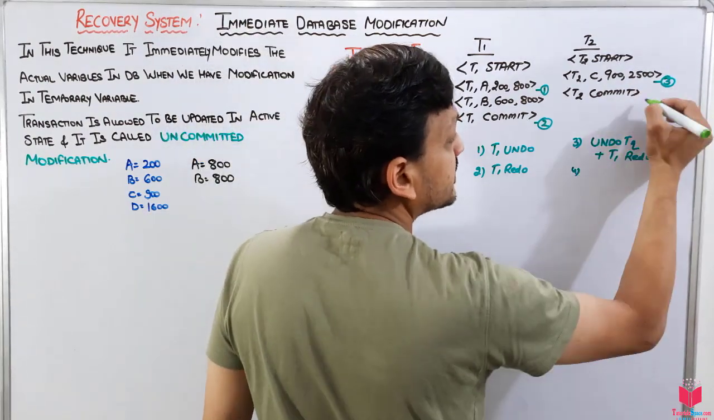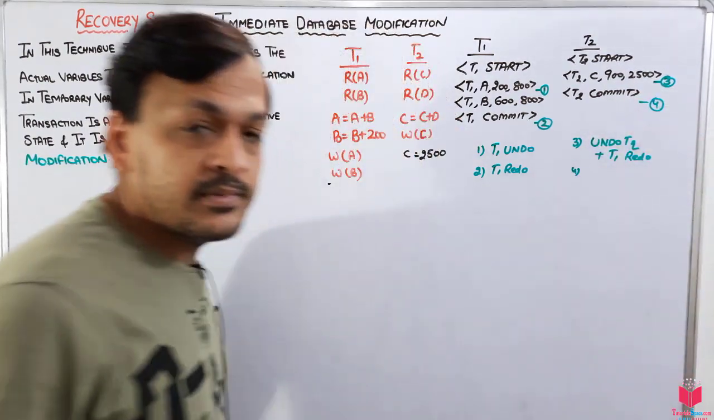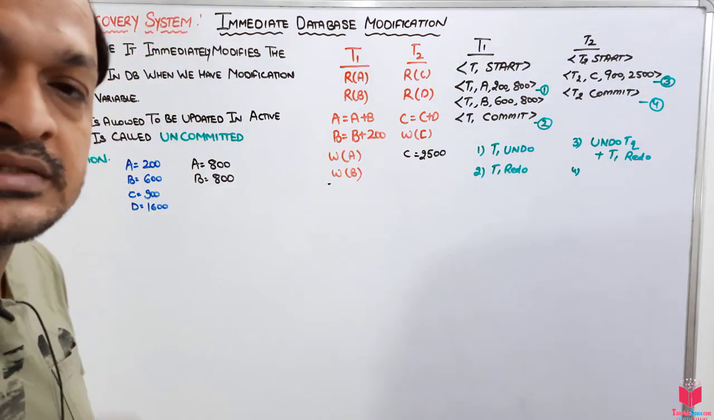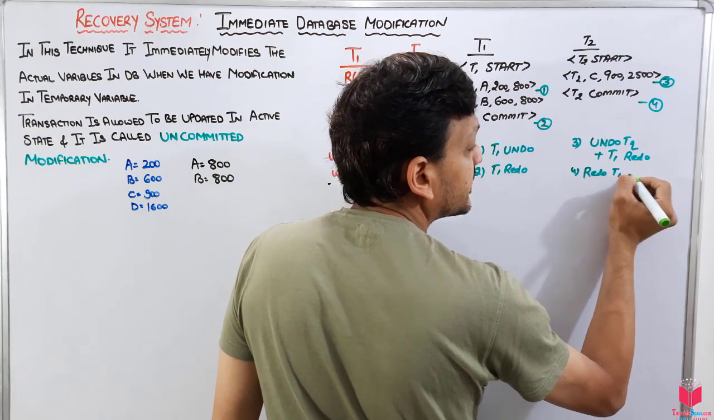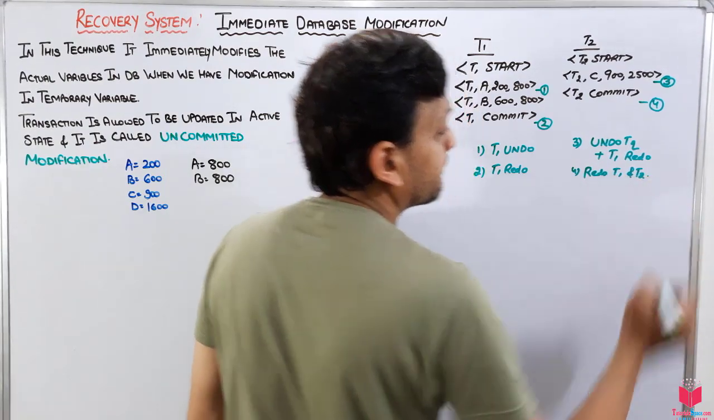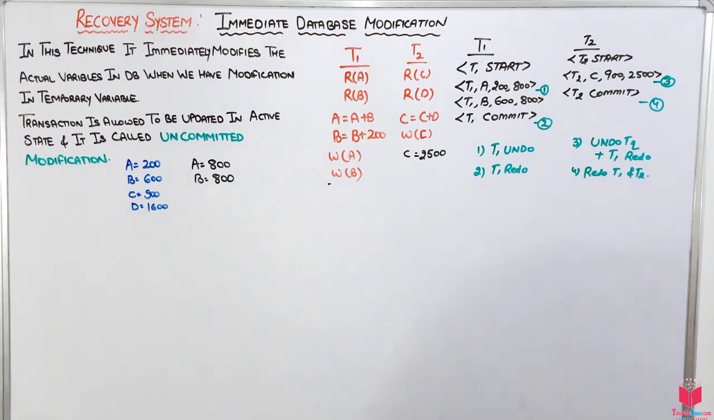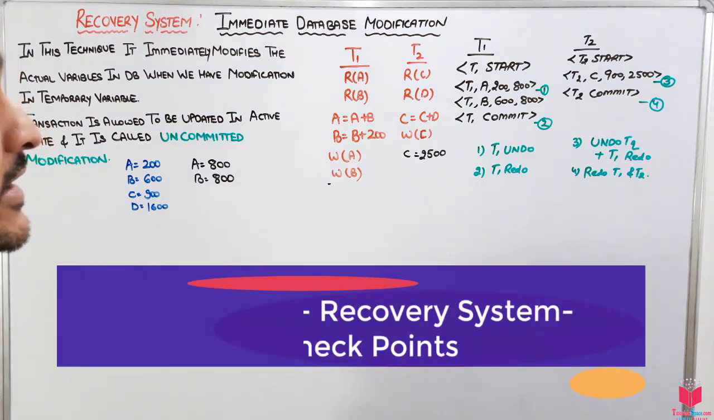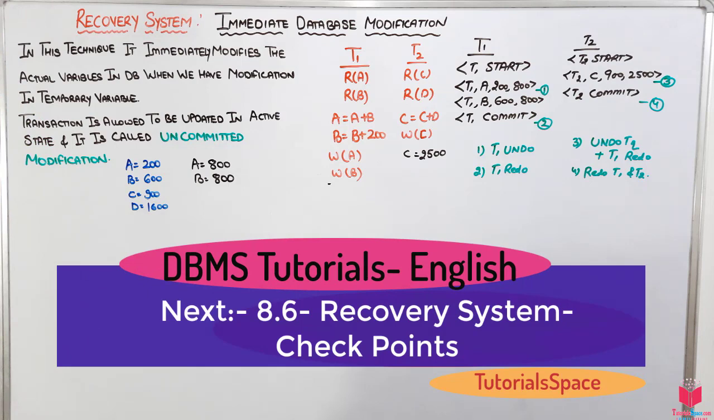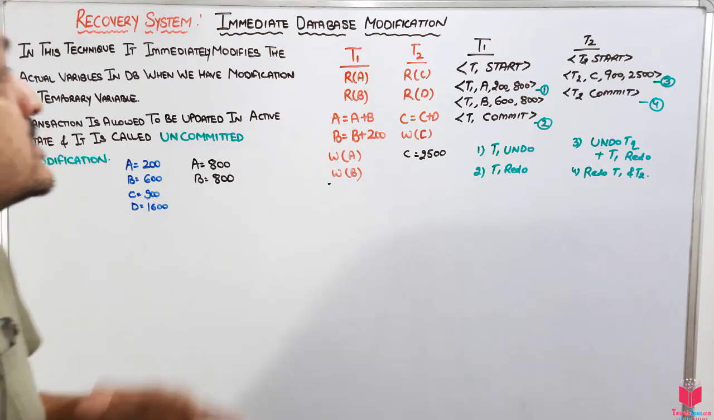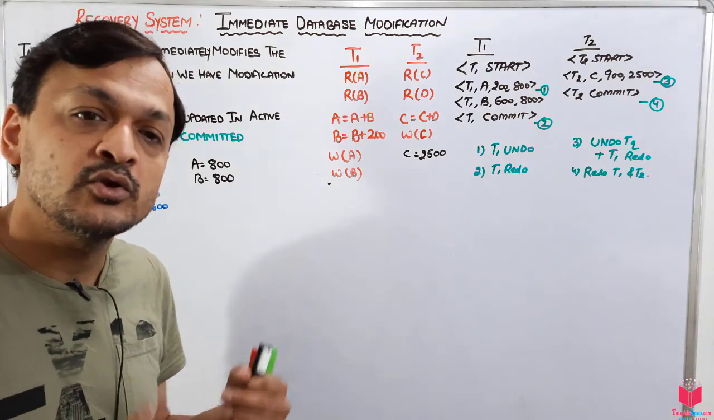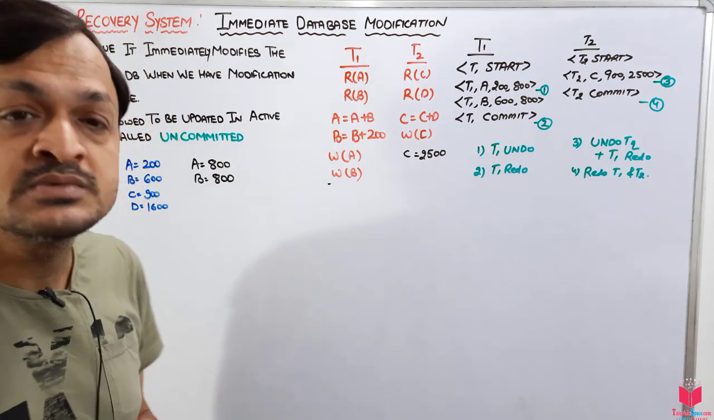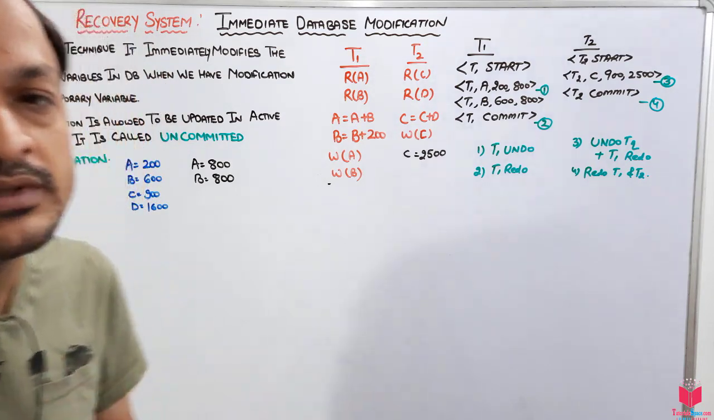After that, suppose there is a failure at this point. That means both transactions have committed successfully. So we will redo T1 and T2 both. Okay, so this is all about how we use the immediate database modification. It will immediately update the value of the temporary variable into the actual variable in the database. Guys, this is all about this. In the next video, we will discuss the checkpoint concept, how it is used in database modification. So guys, get ready for that lecture.